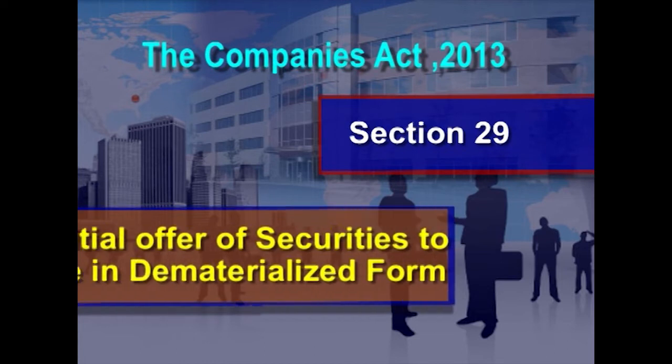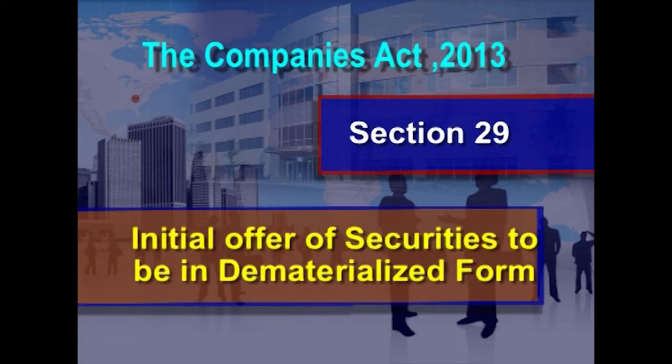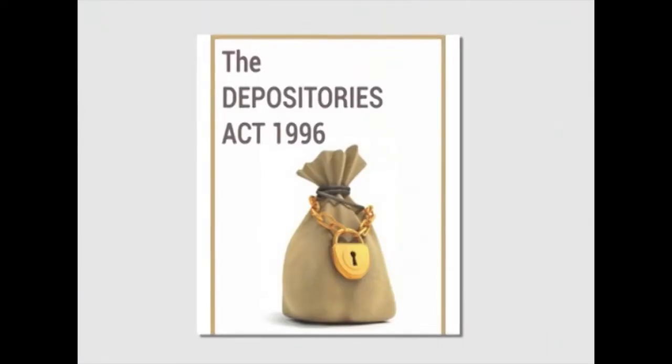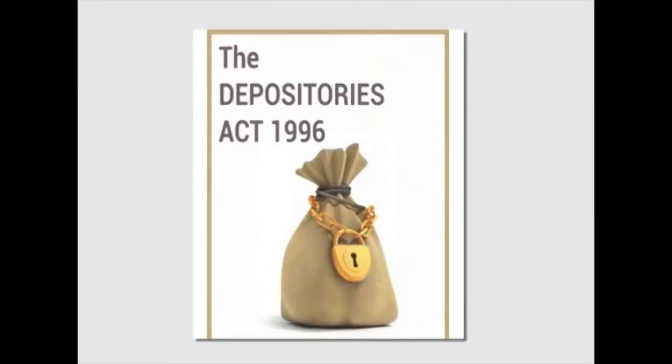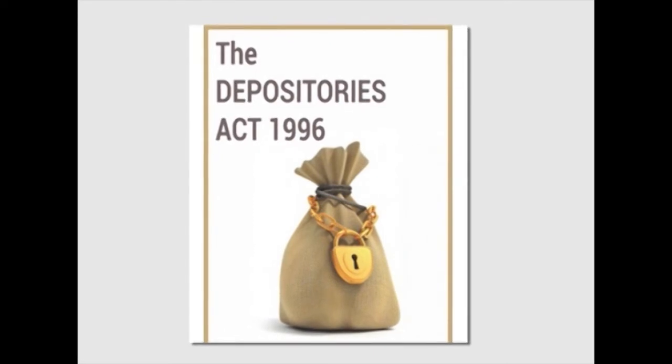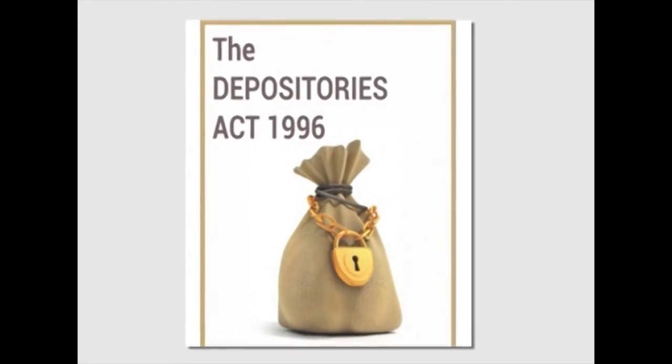Section 29. Initial offer of securities to be in dematerialized form. It provides that initial public offer of any security by a listed company shall be only in dematerialized form so as to comply with the requisite process of the Depositories Act 1996 and regulations made thereunder.